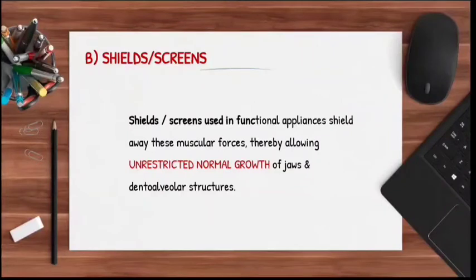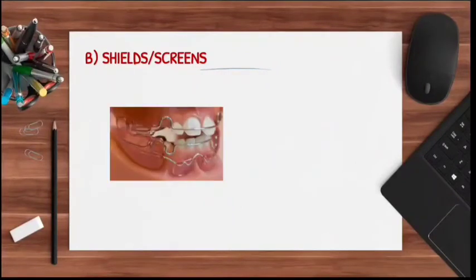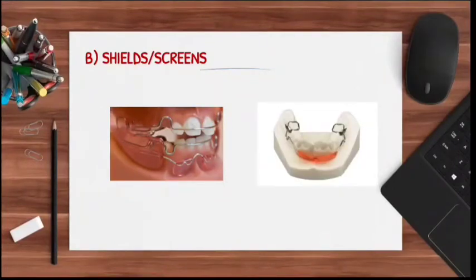Shields or screens used in functional appliances shield away these muscular forces, thereby allowing unrestricted normal growth of jaws and dentoalveolar structures. This principle is utilized in Frankel, and sometimes these muscle forces are transmitted onto the dentoalveolar structures. Example is lip bumper.